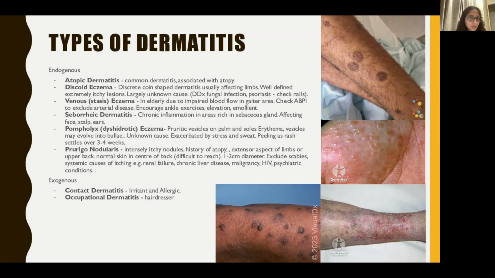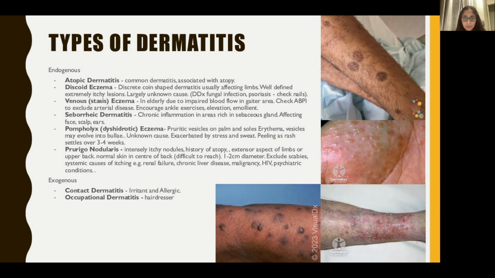So in these cases, we'd want to check their ABPI to exclude arterial disease and encourage ankle exercises, elevation, and also, of course, apply emollient. We can get seborrheic dermatitis, which we'll cover more in the upcoming slides. And then we have pompholyx eczema, which is this image here. You can see that this appears more vesicular and is more on the palms and the soles and can evolve into bullae, which are larger blisters.